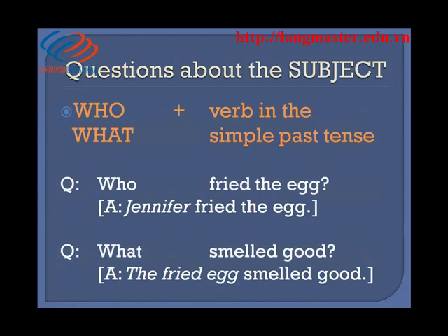The answer to the first question is Jennifer. The answer to the second question is the fried egg. Jennifer and the fried egg are subjects.